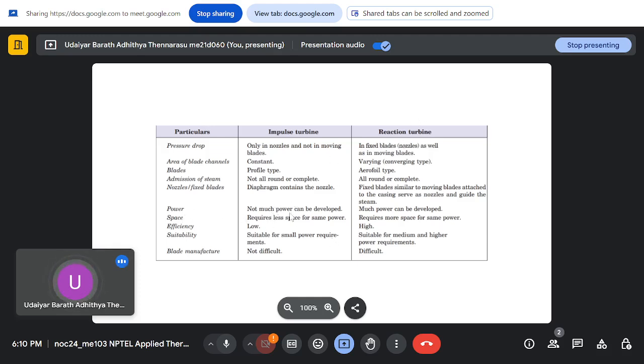Power: not much power can be developed in an impulse turbine, much power can be developed in a reaction turbine. Space wise, impulse requires less space for the same power, and a reaction turbine will require more space for the same power. Efficiency wise, impulse turbine is low and reaction turbine has high efficiency. Suitability: impulse is suitable for small power requirements and reaction for medium and high power requirements. And blade manufacture, it's not difficult for a profile type, but it's kind of difficult for a reaction turbine.